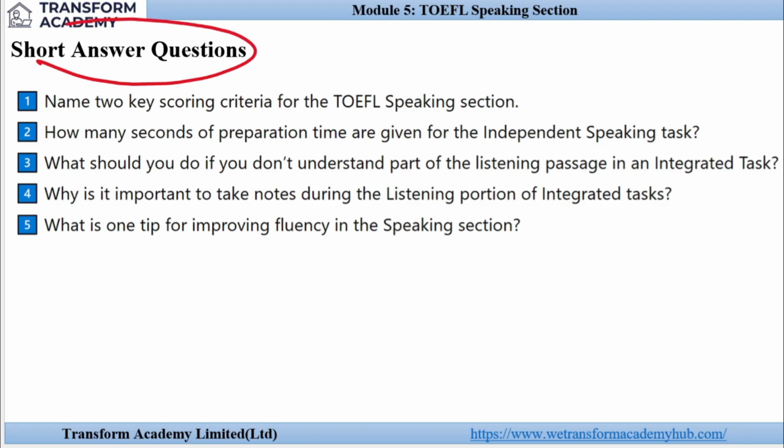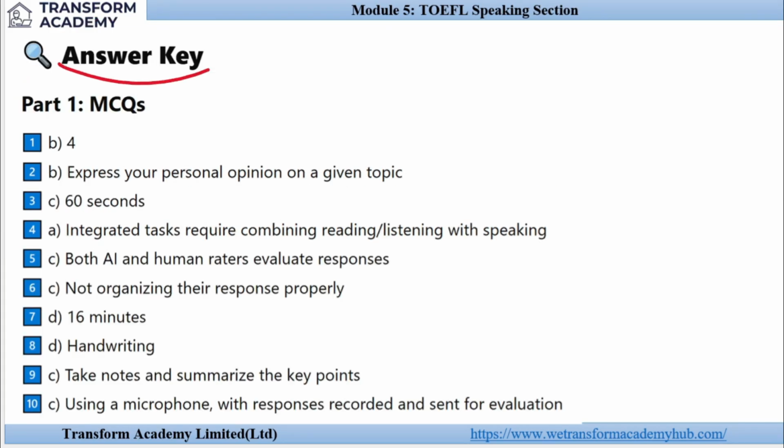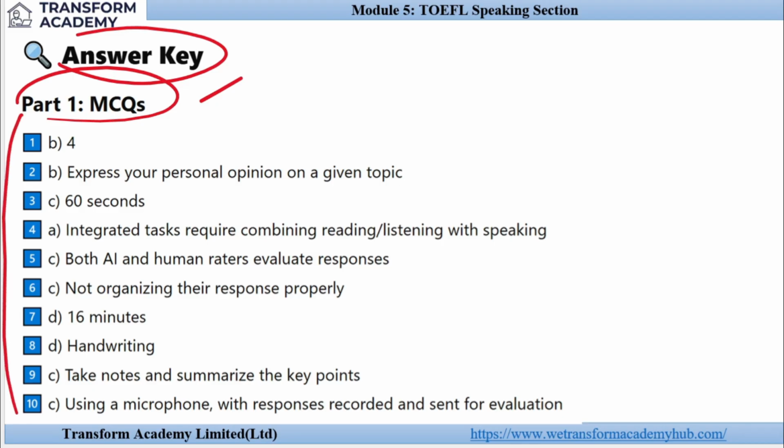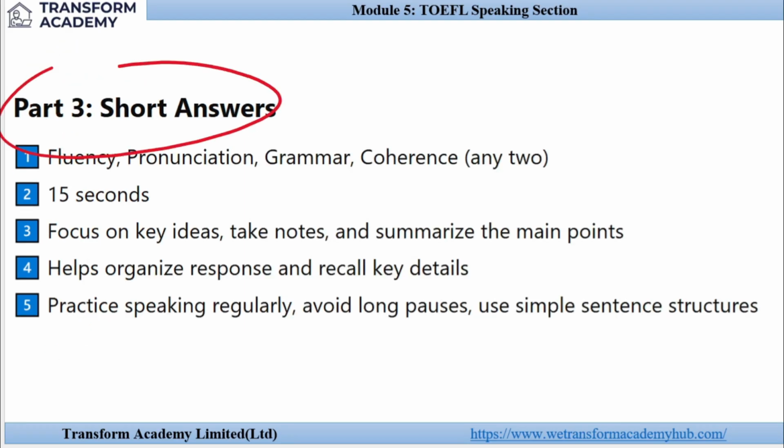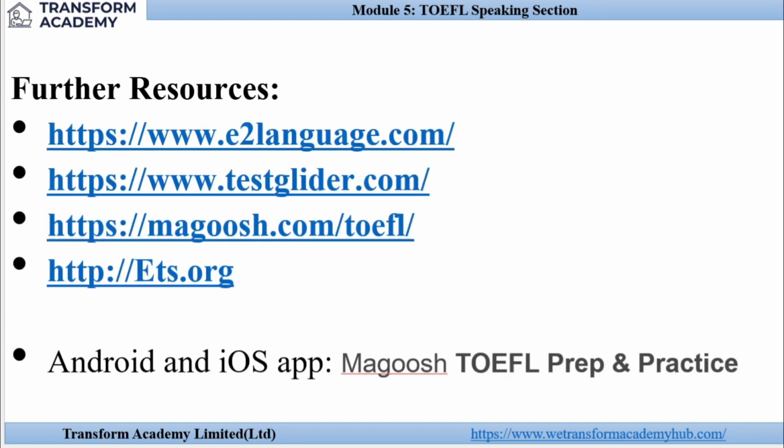And again 5 questions in the short answer questions. Name 2 key scoring criteria for the TOEFL speaking section. After you're done with the quiz, you can check your answers here with the answer key. Part 1 MCQs 1 to 10, all the answers are here. Part 2 true false 1 to 5, all the answers are here. Part 3 short answers 1 to 5, all the answers are here.